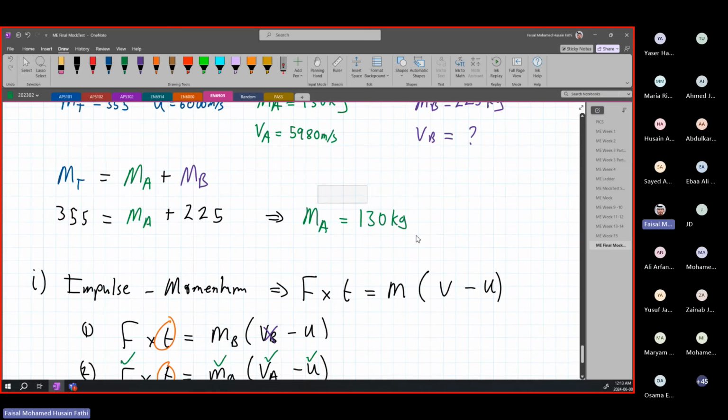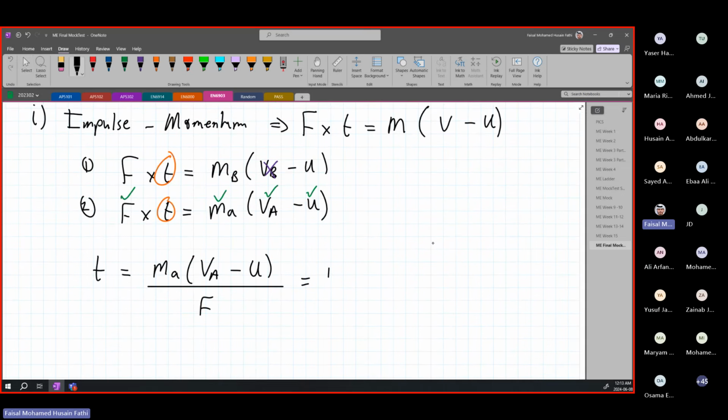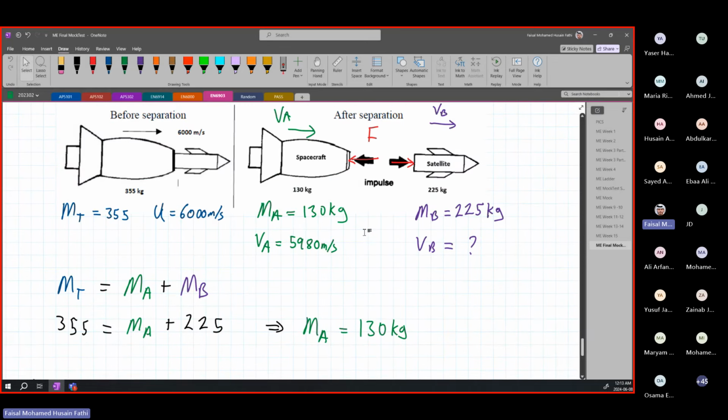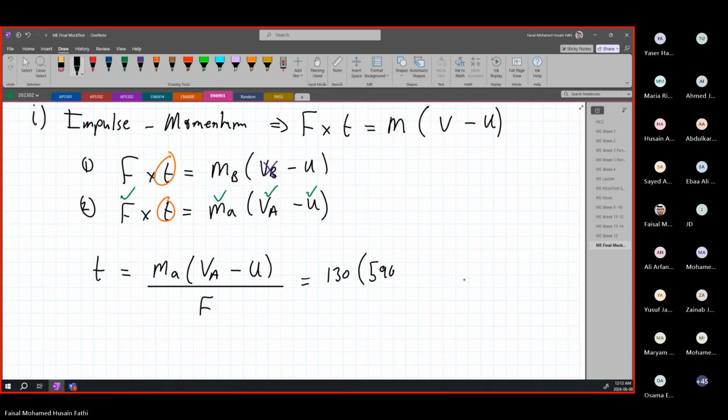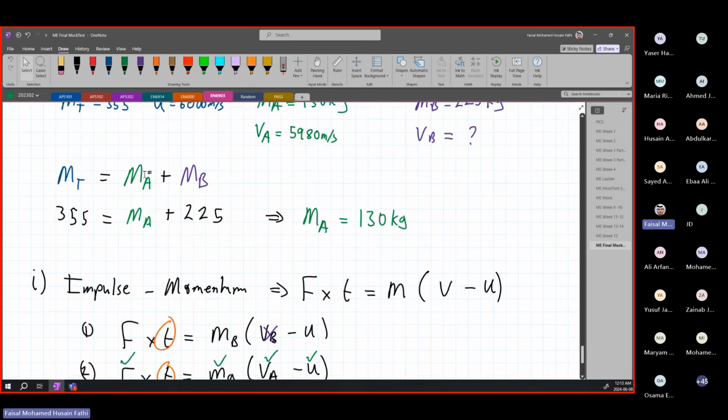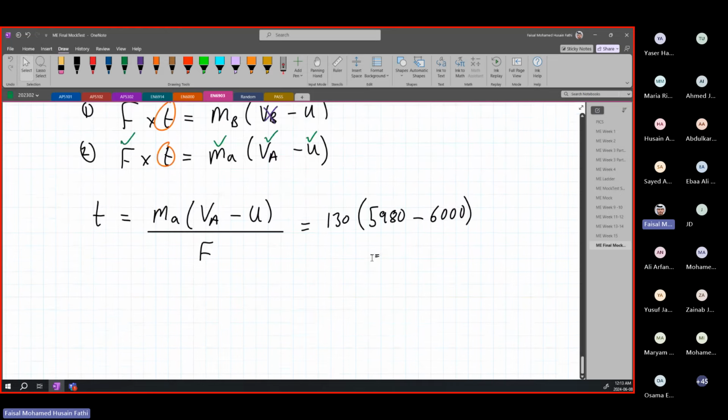values. The mass of A is 130 kilograms times VA. What is VA? VA is 5,980, which was given in the question, minus 6,000, which was also given in the question, our initial velocity over here.